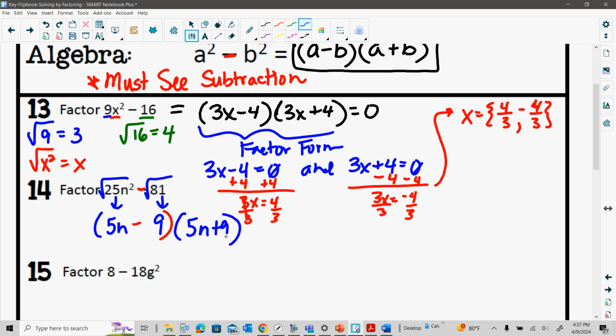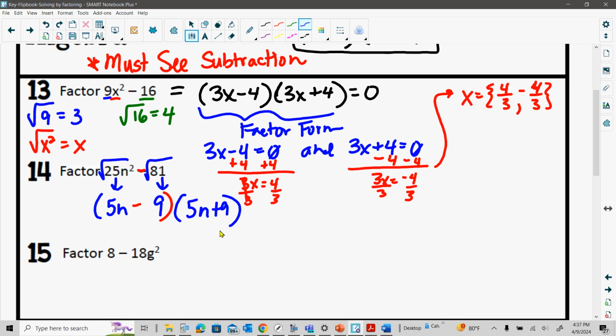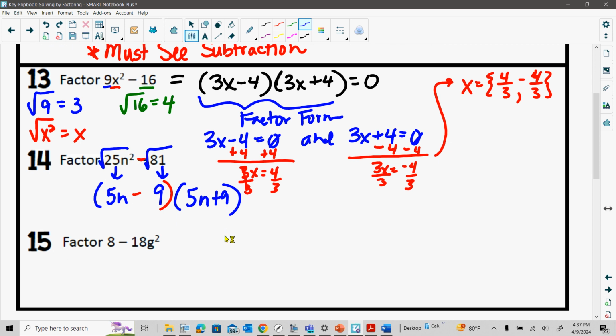Now, there is a shortcut to solving, because if it's a difference of squares, all right, and I'm going to have to do that. I know my room is kind of small, so I'm just going to make a little side note over here.